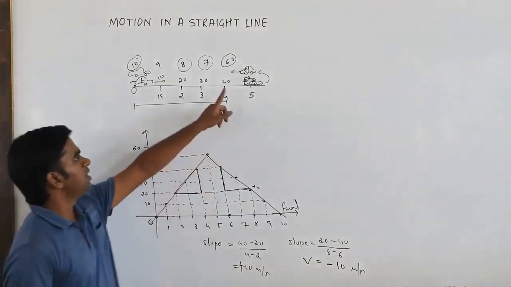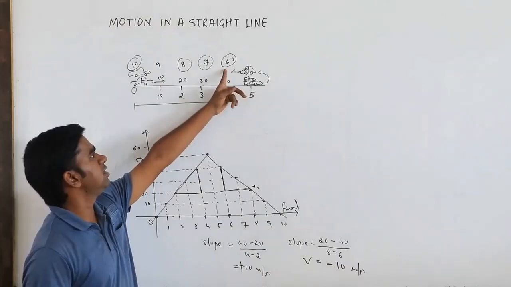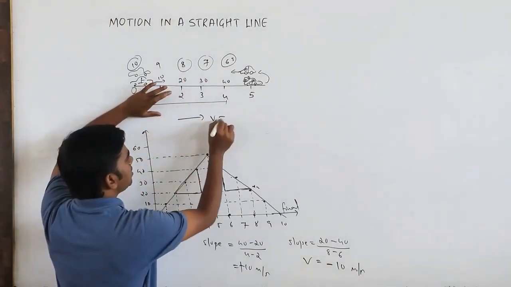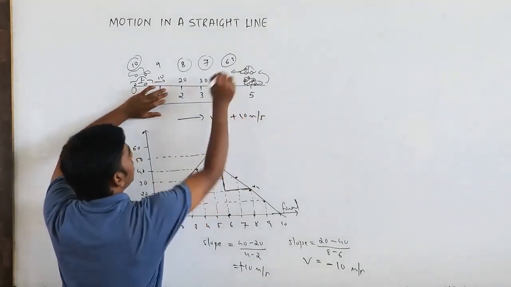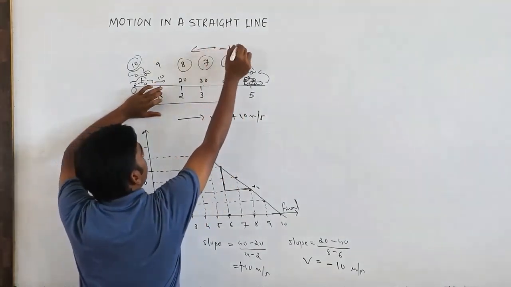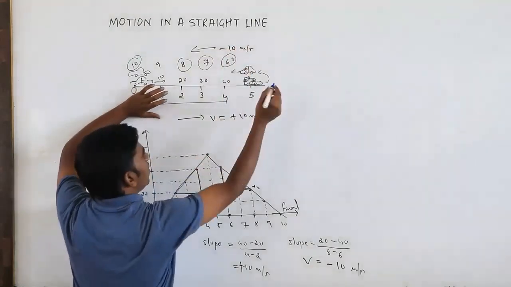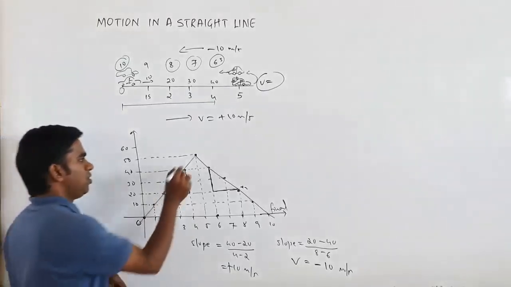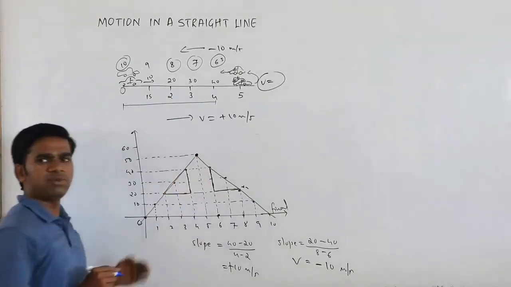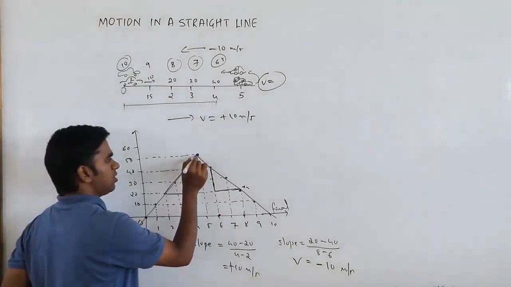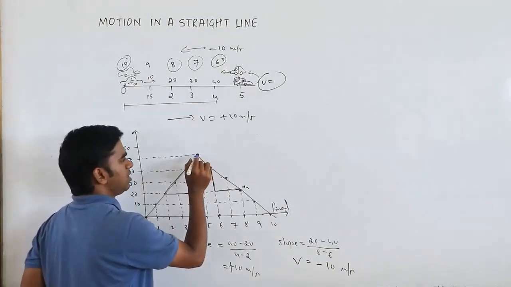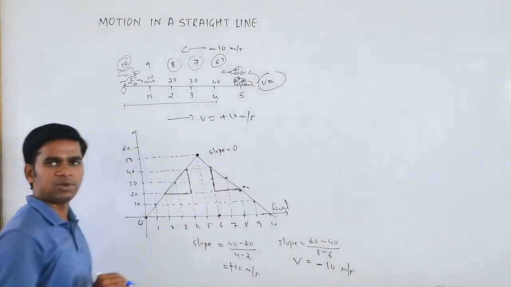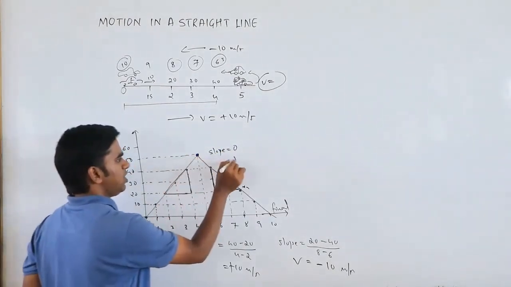Again, why? It is going in the positive x direction here, and here it is going in the negative x direction again. So while going in this direction, velocity is plus 10 meter per second. While coming back, velocity is minus 10 meter per second. Now, what is the velocity at the fifth second? If you want to take a slope, it is very small, you cannot take the slope over here. If you consider this point, the slope is going to be 0. That means the velocity at this point is going to be 0.